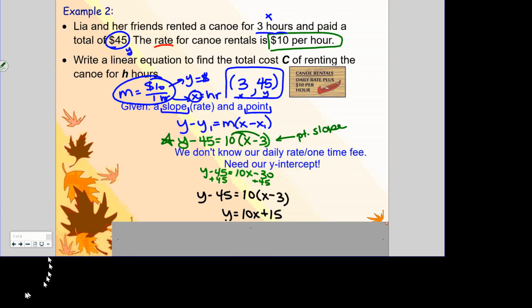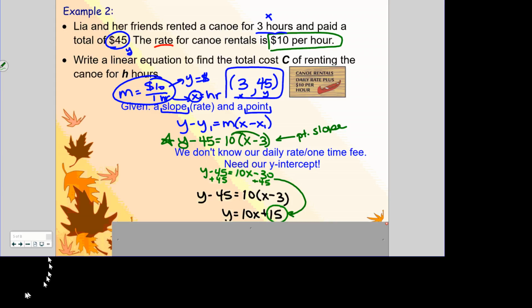Oh, and I didn't realize I already showed it there. And this would bring us to y equals 10x plus 15. Now notice I'm still using the variables x and y, so I will need to change those to C and H, but we have identified how much that one-time fee is. This 15 is our b value, our y-intercept, so that tells us that even to rent the canoes at all, you'd have to spend $15, and then on top of that, the rate of $10 per hour.